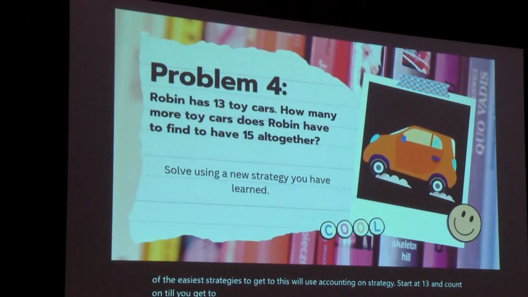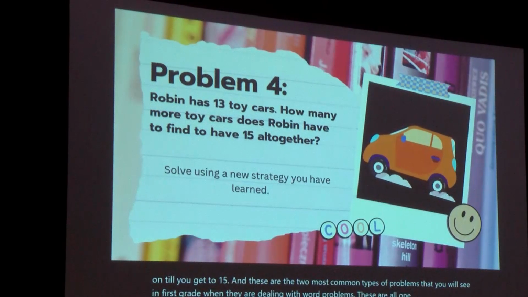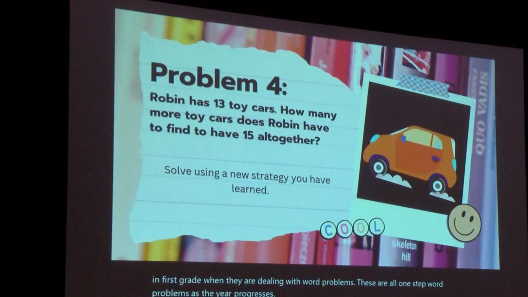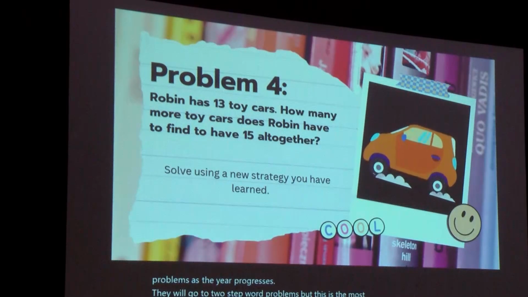And these are the 2 most common types of problems that you will see in first grade when they are dealing with word problems. These are all 1-step word problems. As the year progresses, they will go to 2-step word problems, but this is the most common that they will start with at the beginning of first grade.